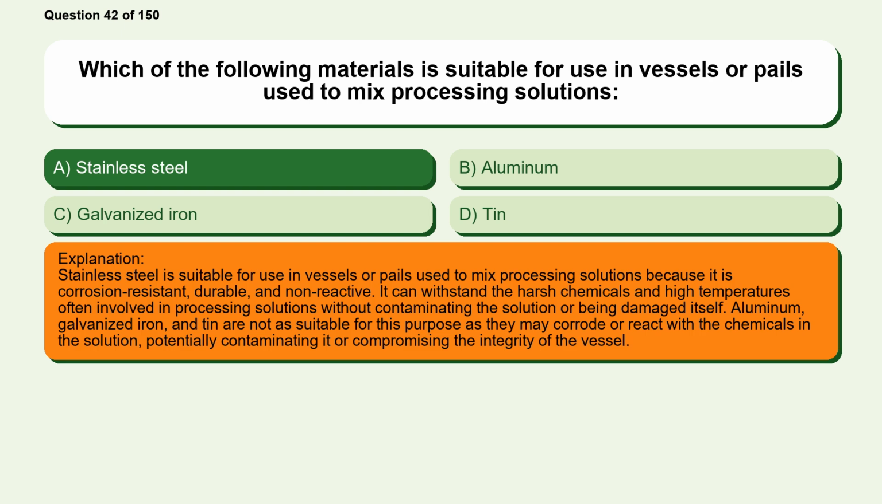Stainless steel is suitable for use in vessels or pails used to mix processing solutions because it is corrosion-resistant, durable, and non-reactive. It can withstand the harsh chemicals and high temperatures often involved in processing solutions without contaminating the solution or being damaged itself. Aluminum, galvanized iron, and tin are not as suitable for this purpose as they may corrode or react with the chemicals in the solution, potentially contaminating it or compromising the integrity of the vessel.